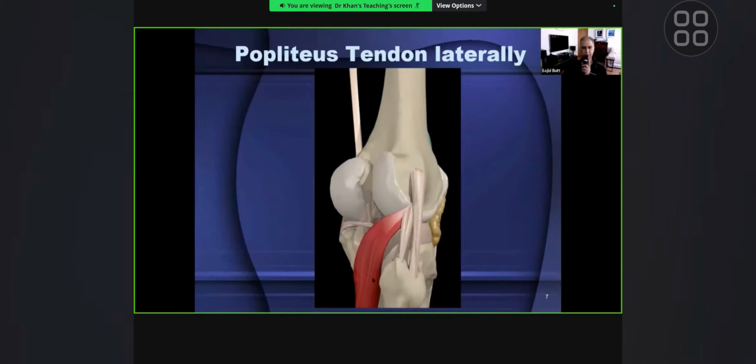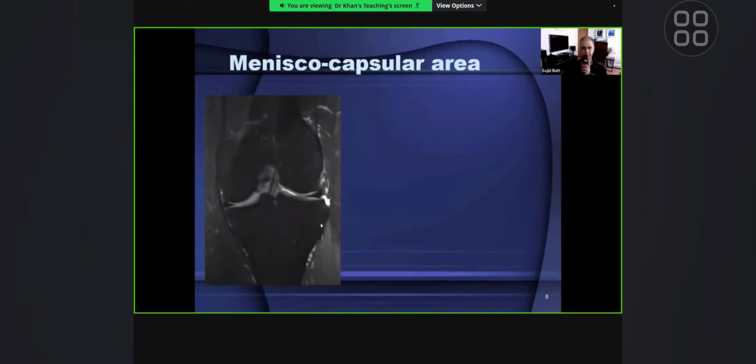Laterally, we have got the attachment of the popliteus tendon. So the popliteus muscle arises from the back of the upper tibia, and then it travels posterolaterally to get attached to the popliteus groove present on the lateral femoral condyle. This is intimately related to the lateral collateral ligament and to the tendon of biceps femoris, where they are attached to the head of the fibula, the conjoint tendon.